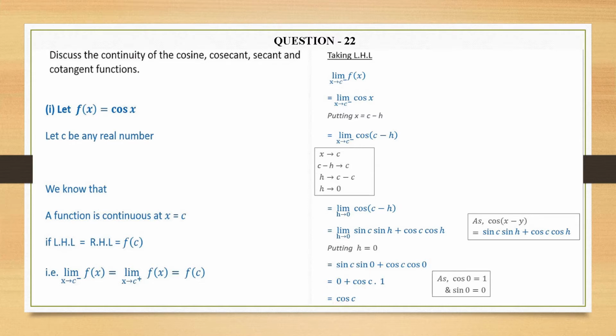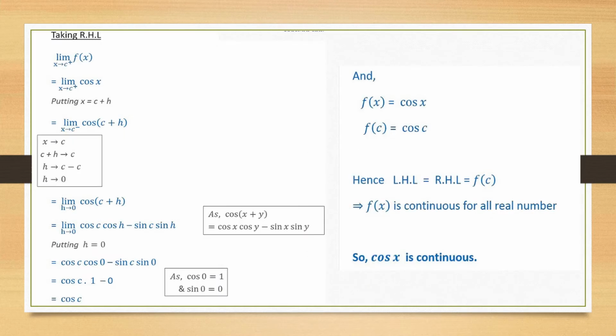Even if you don't want to go for left or right hand limit separately, you can check only the right hand limit, as we did in the example where we checked the continuity of sine function. This is just for explanation purposes that we took both. So taking the right hand limit, again cos x at x equals c plus h, where h approaches 0. The formula for cos(a plus b) is cos a cos b minus sin a sin b, and in this case also we get the value cos c, and f(c) is again cos c.